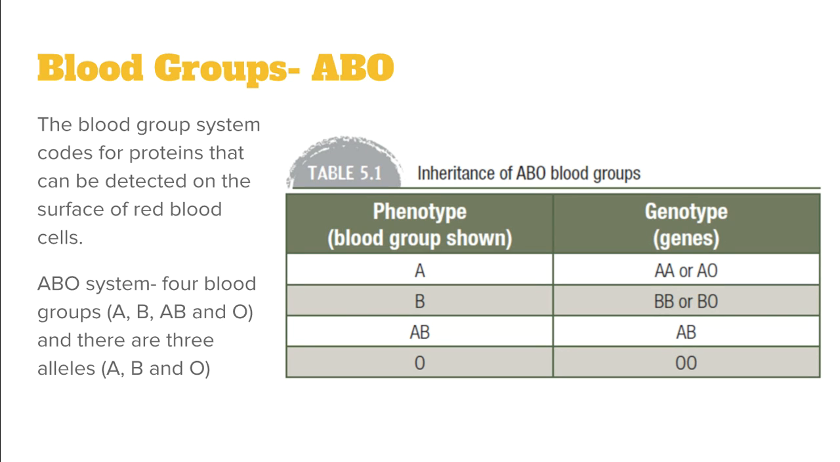When we look at blood groups, we know that there are 4 blood groups which are most common. So there's A, B, AB, and O. And the way in which these are inherited is by a combination of these genes which do produce these blood types. And these blood grouping systems code for proteins that can be detected on the surface of red blood cells. So there are 4 groups and there are 3 alleles. So we can see the different combinations based on the phenotype or the blood group that is shown. We can see the gene combination which produces those types.